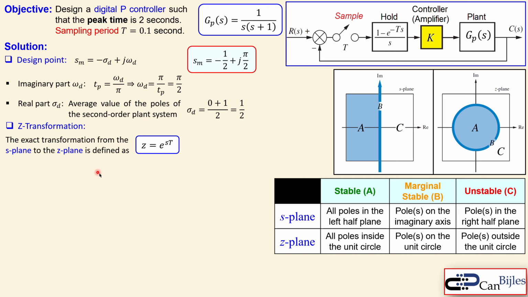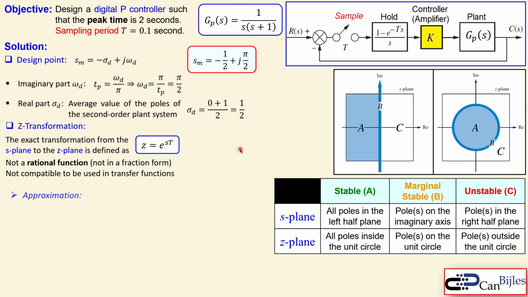Getting back to this exact transformation, we cannot use this exact transformation directly in our analysis for two reasons. One, it is not a rational function, so it is not in fraction form like 1 over s or 1 over s plus 2, something like that. And it is also not compatible to be used in the transfer functions. So what do we do?